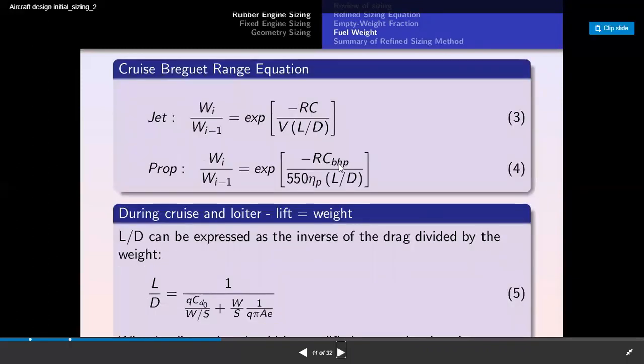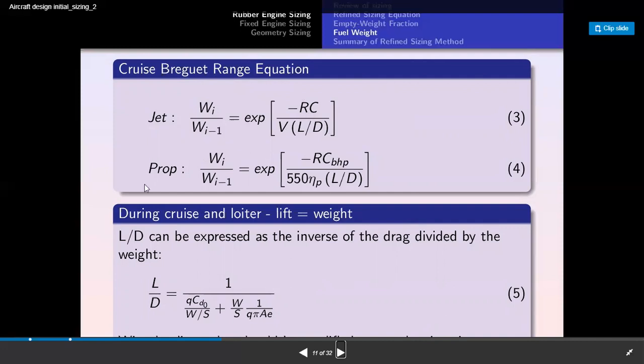And the next is the cruise Breguet range equations. These two are very important equations. For a jet, Wi by Wi minus 1 is equal to exponential of minus RC divided by V into L by D. What is this? R is nothing but the range, C is the specific fuel consumption, V is the velocity, L by D is the lift to drag ratio, where we are finding out the aerodynamic efficiency of the aircraft.